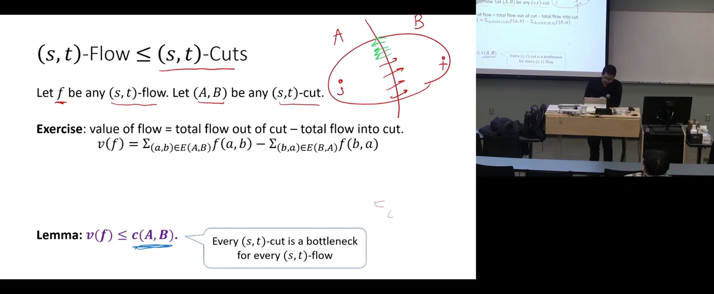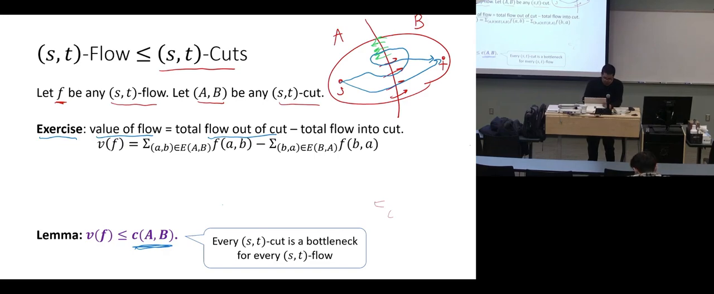And to do it formally, I have one exercise for you to verify this statement. That is, if you have a flow, let's say maybe the flow looks like this, and then it looks like this. So there's a flow from S to T of 2 units. Okay. And now I'm going to say that the total value of the flow is going to be exactly the total flow that you send out of a cut from A to B, minus the total flow that you send from B to A.